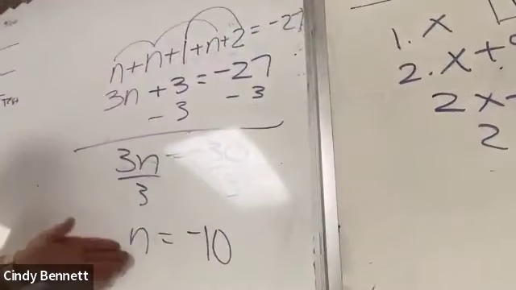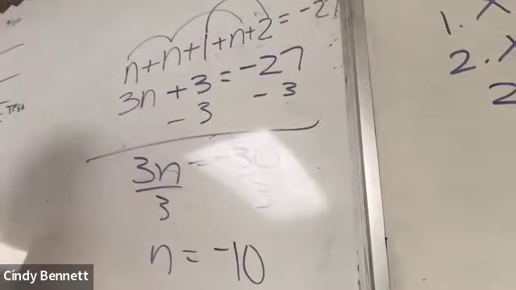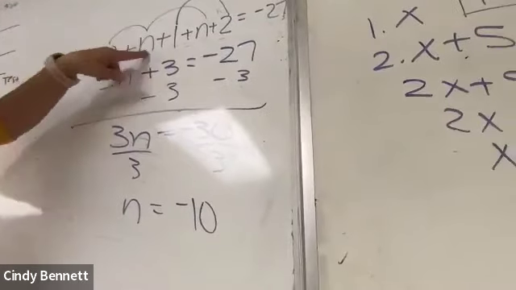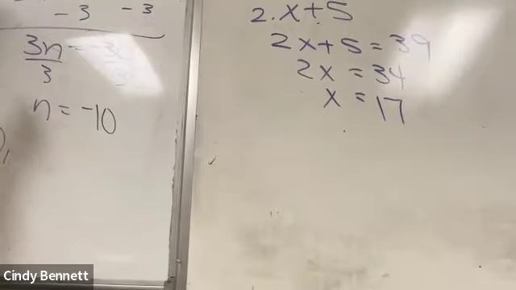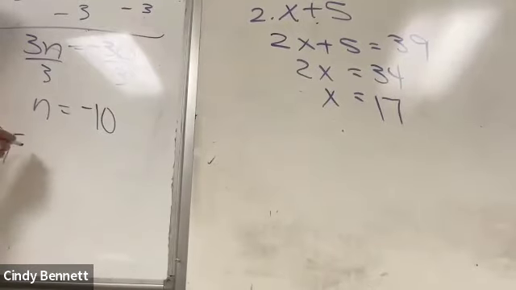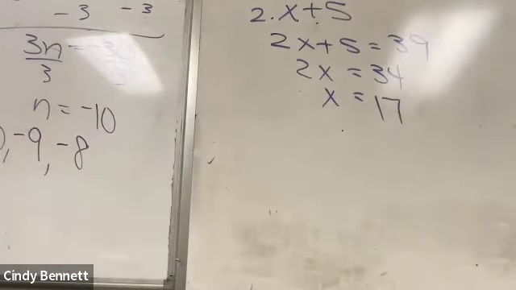Okay, so the first one is negative 10. What's the next one? Plus 1. Negative 11. And then negative... No, plus 1. Negative... Plus 1, and then plus 1 again. All right, so now see if that adds up.